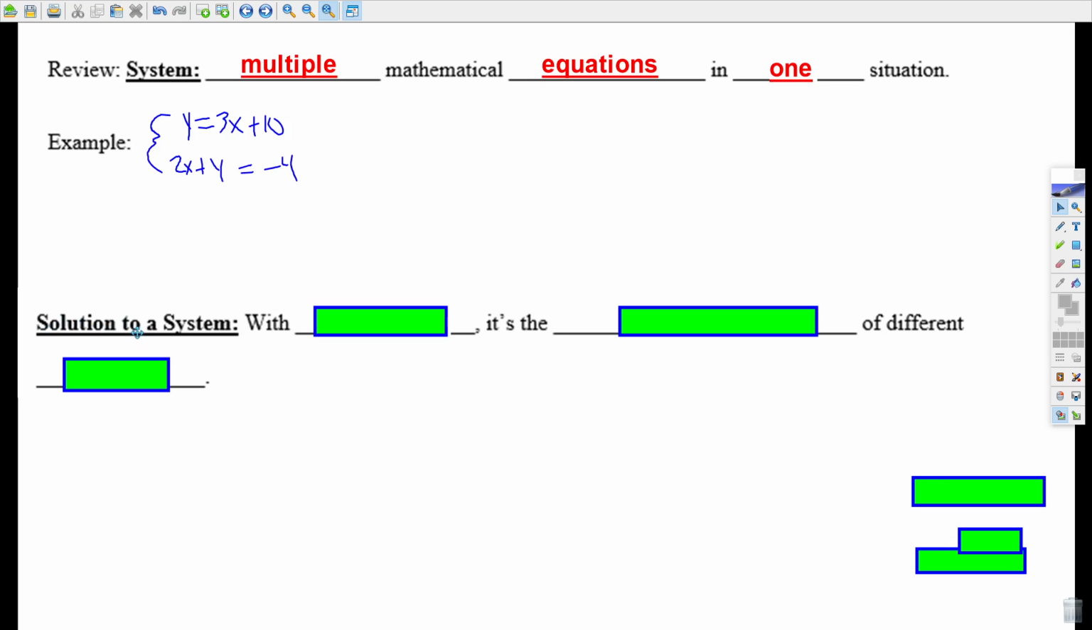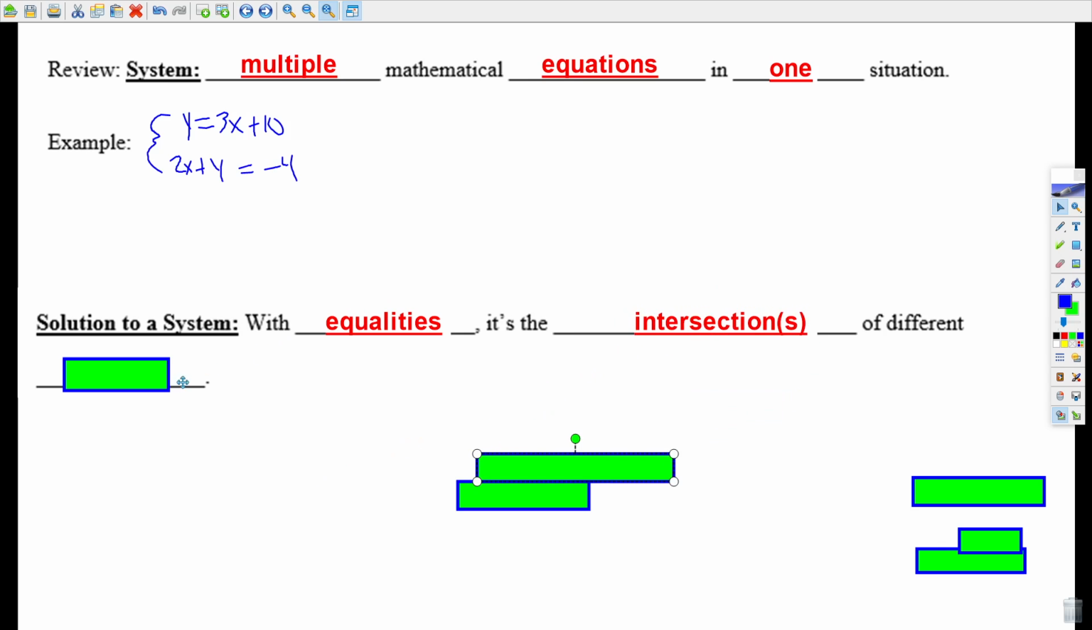So then the terminology down below, you might not know exactly what this means, but anytime you see these words, to find the solution to a system, might sound kind of confusing. A system, remember, is just multiple equations. To find a solution to a system, so if you have multiple equations, with equalities, which means when you have equal signs in here, it's the intersection of the different graphs. So when you're finding the solution to a system, that's where they intersect each other. Specifically, we're going to be talking about two equations, although you could have more. But we're only going to do two. So we're going to be graphing two equations and seeing where they intersect. That will be the solution.